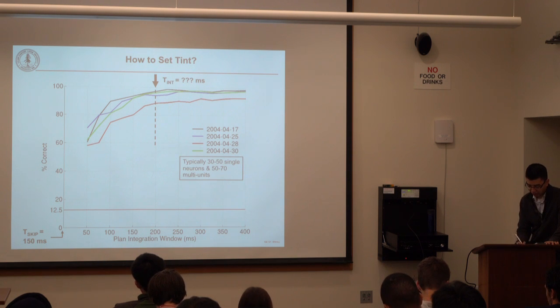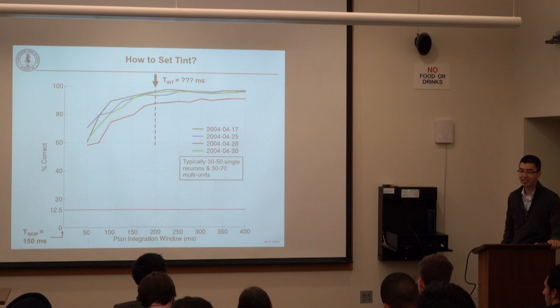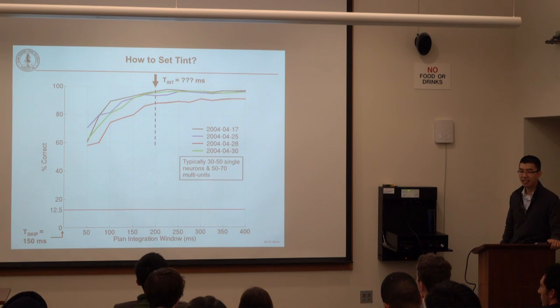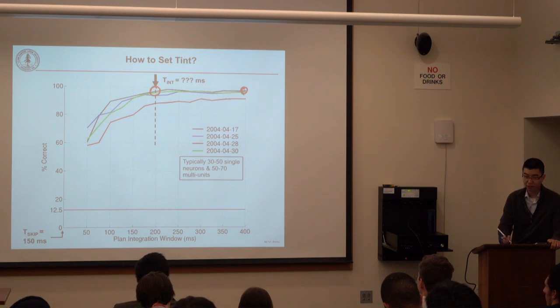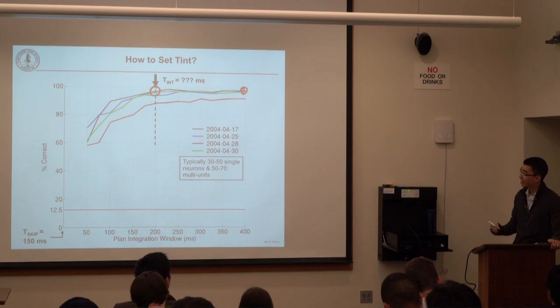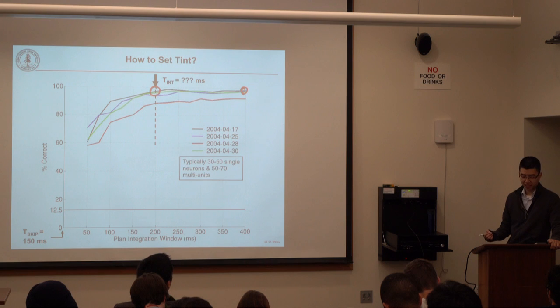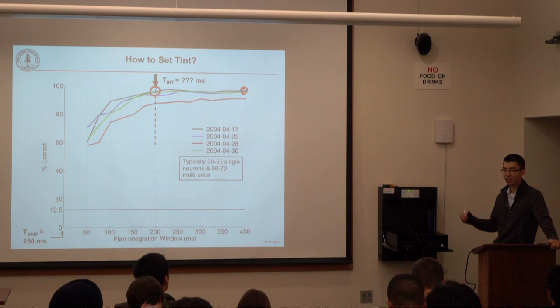Based off of these plots, would I ever want to set tint to be 400 milliseconds? Who says yes? Who says no? All right, and what's the main reason why? Yeah, exactly. You could integrate for just 200 milliseconds right here, and you have basically the same accuracy as 400 milliseconds. So you've decreased your integration time by half for the same accuracy. When this plateaus, there's no way you would want to integrate more data, because then all you're doing is slowing down your system.